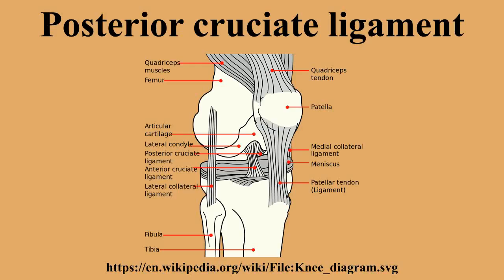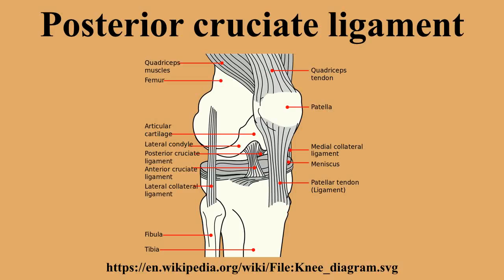The posterior cruciate ligament is one of the four major ligaments of the knee. It connects the posterior intercondylar area of the tibia to the medial condyle of the femur. This configuration allows the PCL to resist forces pushing the tibia posteriorly relative to the femur.